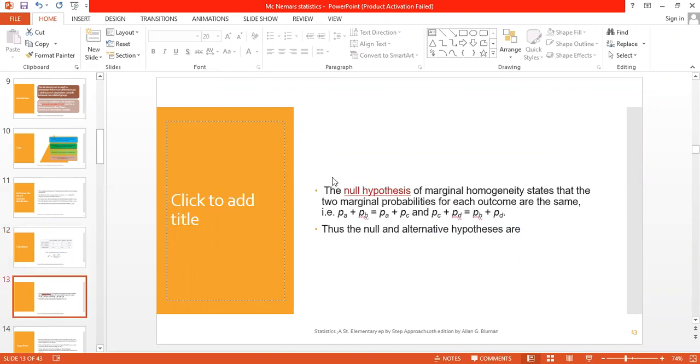Now we propose the hypothesis for the McNemar test. The null hypothesis of marginal homogeneity states that the two marginal probabilities for each outcome are the same: pA + pB = pA + pC, or pC + pD = pB + pD. Thus, the null and the alternate hypotheses are as follows.